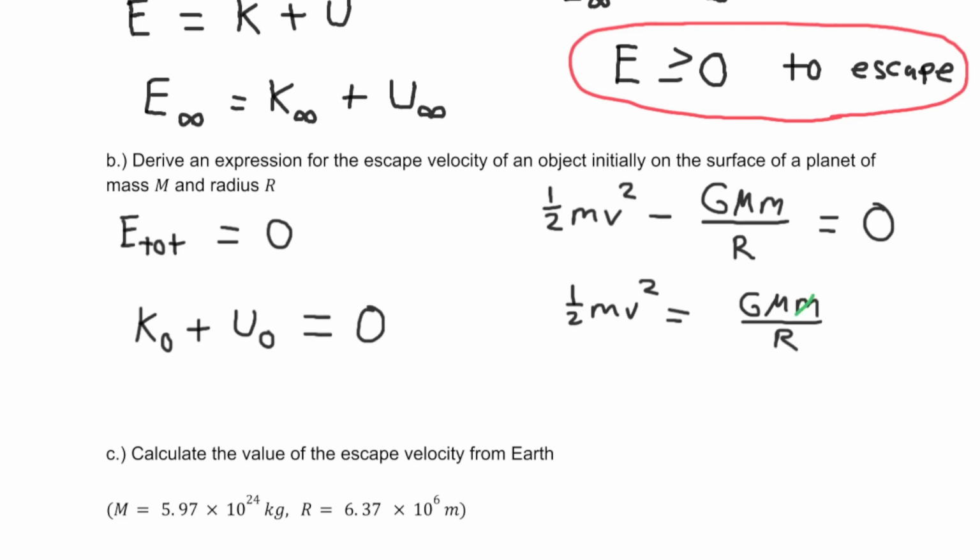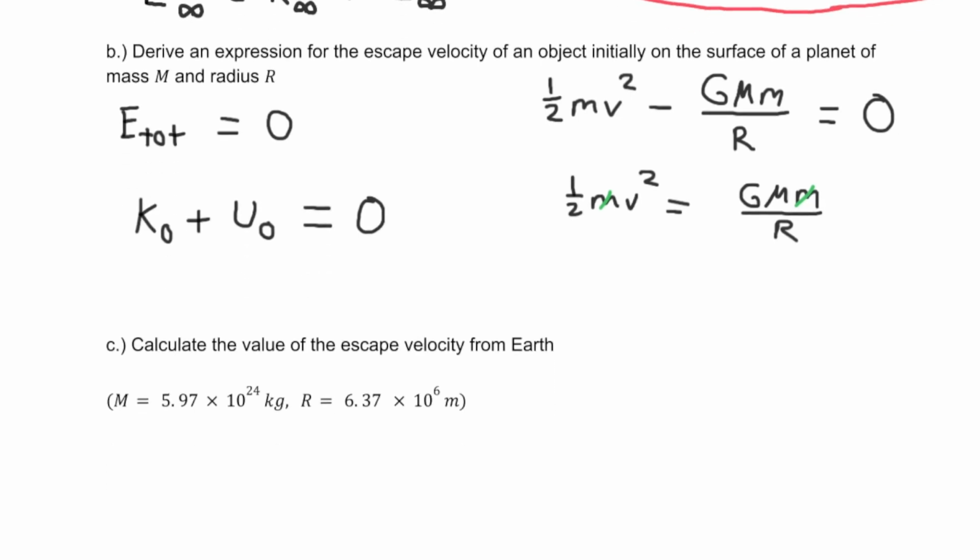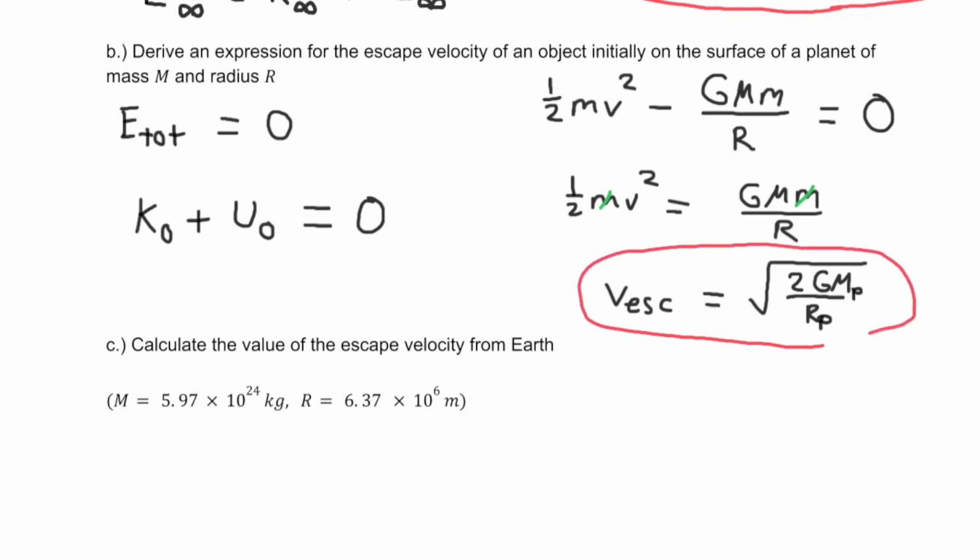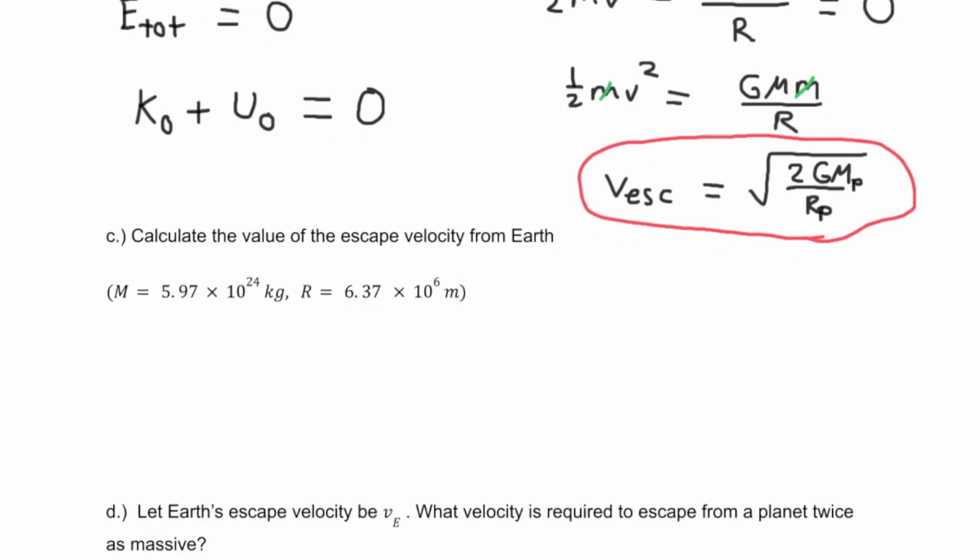Cancel the little m. Interestingly enough, it does not depend on the mass of the object. So escape velocity is purely a by-planet quantity, because we get v escape is just the square root of 2GM divided by r, and the M and the r are for the planet. So maybe we'll indicate a little subscript of p for each of those. Notice it is entirely based on big G, which is universal, and the mass and radius of the planet. Nothing about the object is involved.